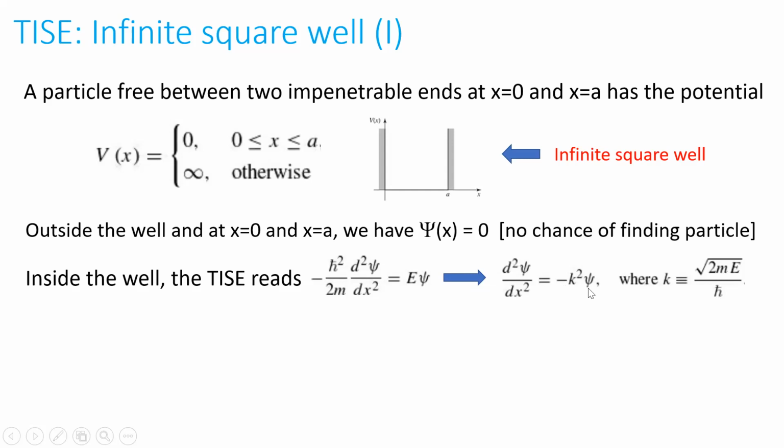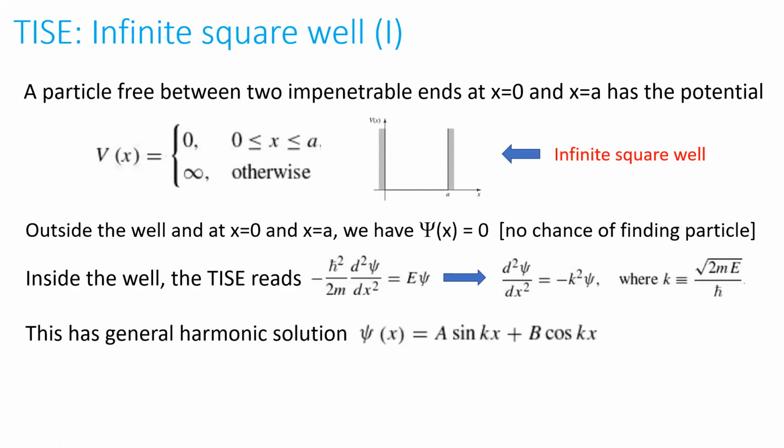And the reason we do this is because we kind of recognize the form of this equation. This is like the classical mass on a spring or harmonic oscillator. We have the second derivative is equal to minus a constant squared times the function back again. So this has a general harmonic solution, which is psi of x is A sine of kx plus B cosine of kx.